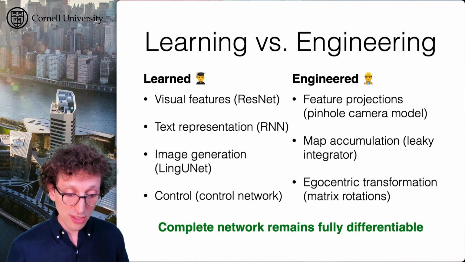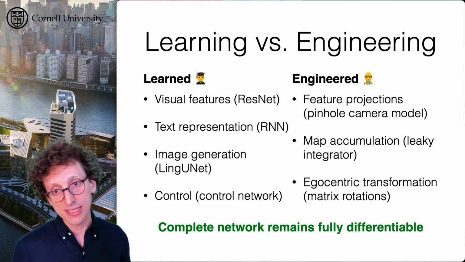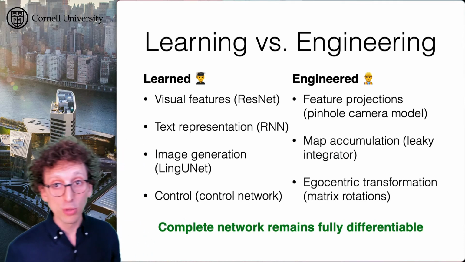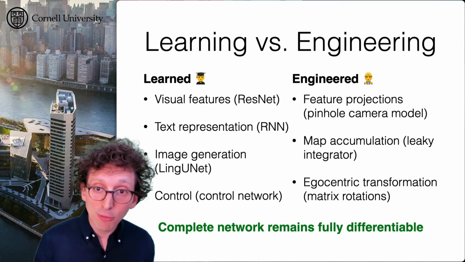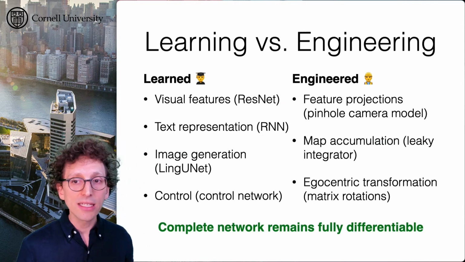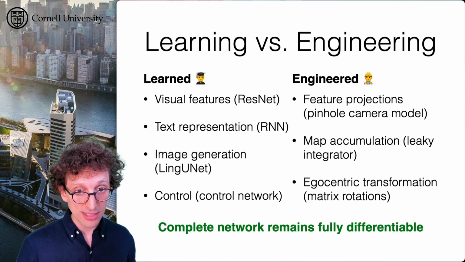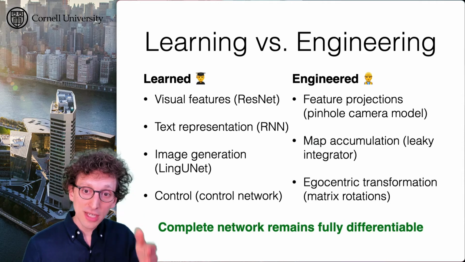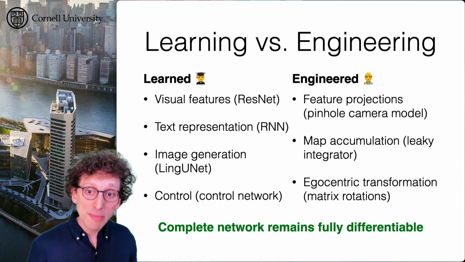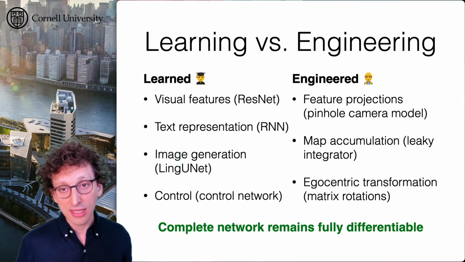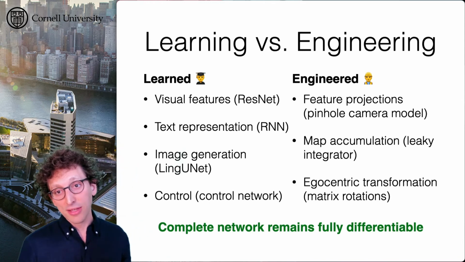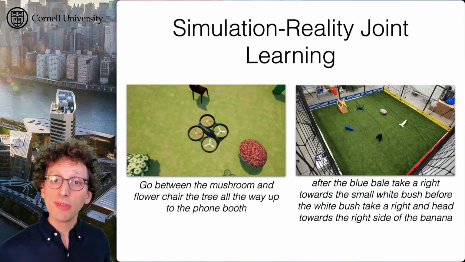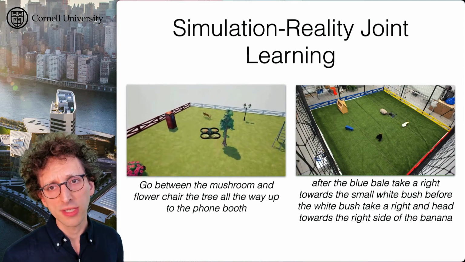On the other hand, there are several problems that this architecture addresses that are extremely difficult to learn using a neural architecture, including feature projection, for which we use a pinhole camera model, map accumulation, for which we use a leaky integrator, and the egocentric transformations that happen before the control network that are done using very simple matrix rotation. And the nice thing is that this complete network remains fully differentiable. So although we have a number of engineered components, they're all done using relatively simple algebraic operations that are fully differentiable. We train our model by taking advantage of simulation, a common practice in robotics in recent years.